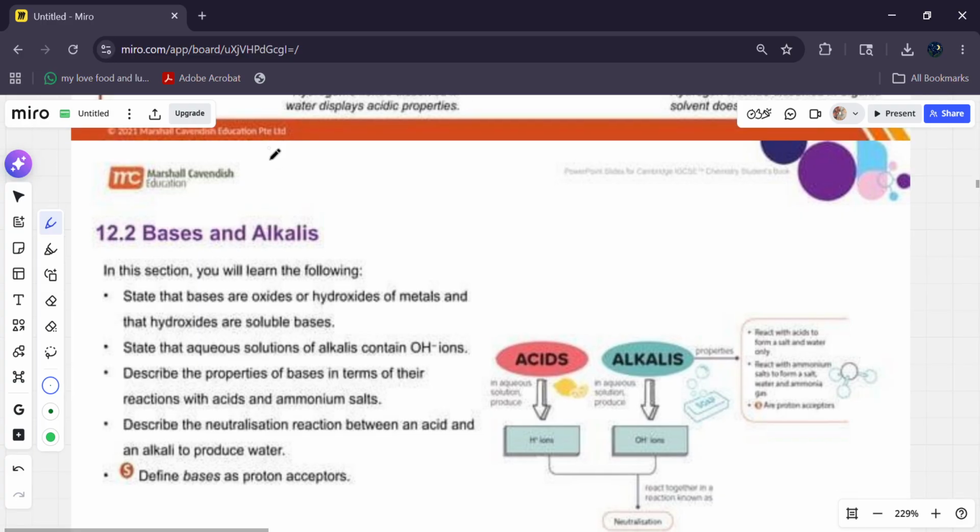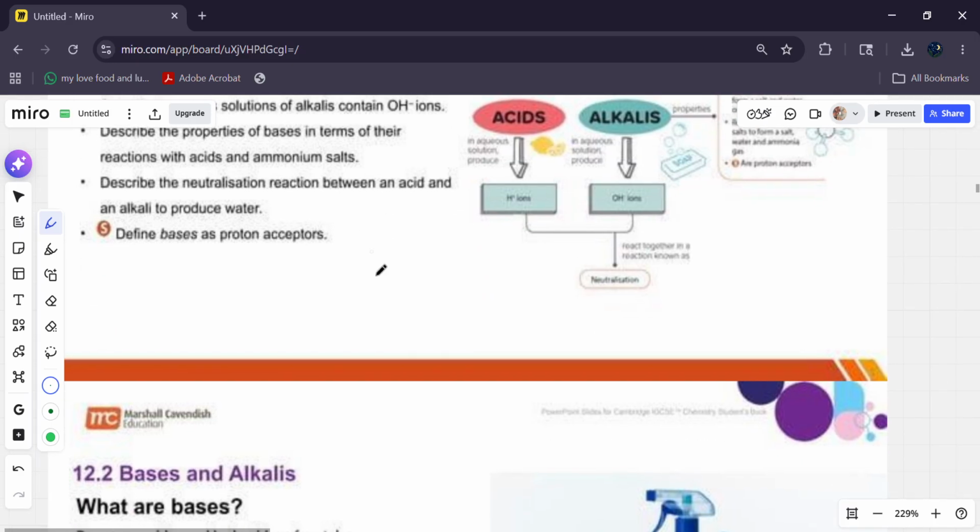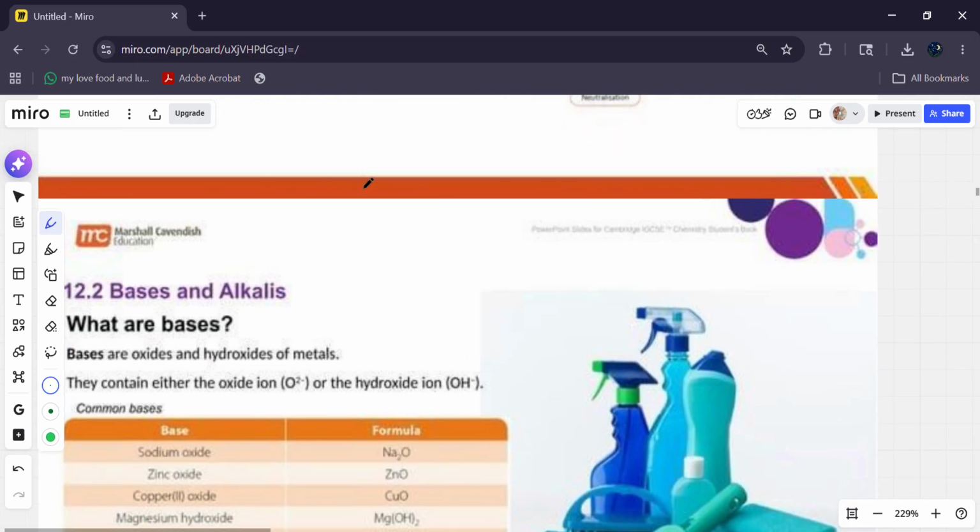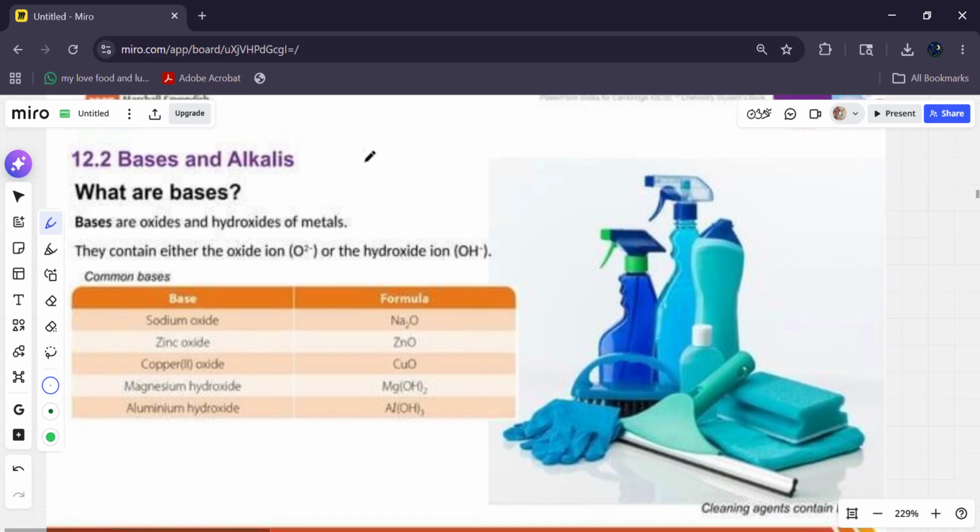In this section we'll learn about bases as proton acceptors, and we'll describe neutralization between acid and alkali to produce water, and aqueous solutions of alkalis that contain OH negative ions. So what are bases? Bases are oxides and hydroxides of metals. They contain either an oxide ion, which is the O2 negative ion, or a hydroxide ion, which is the OH negative ion.